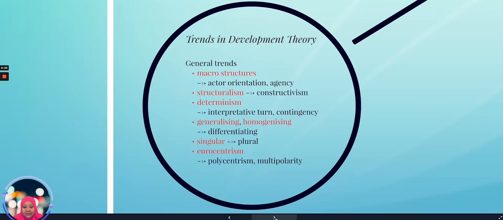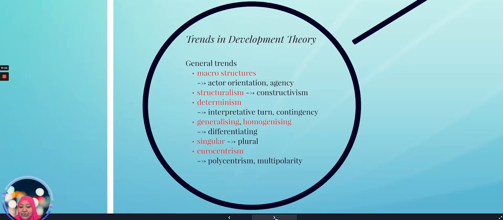So differentiating. Singular, I have explained just now. Singular, that means just one rule, everybody must follow. And now, after the Cold War ended, you can have multiple rules, multiple functions, and everything can be different.